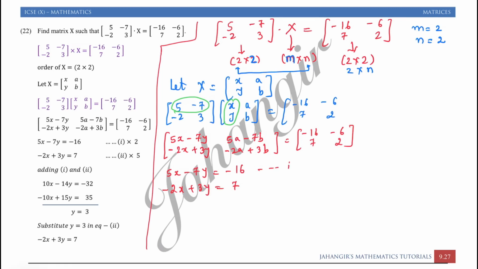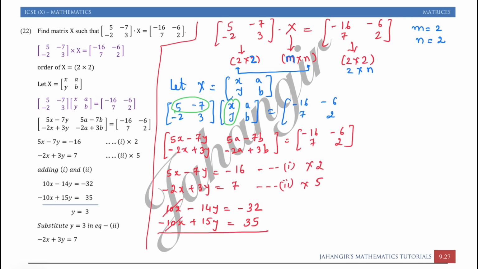So this is my first equation. This is the second equation. The first equation I will multiply by 2 and the second equation I will multiply by 5. So 5 2s are 10x minus 7 2s are 14y is equal to 16 2s are 32. 5 2s are 10x plus 3 5s are 15y is equal to 5 7s are 35.